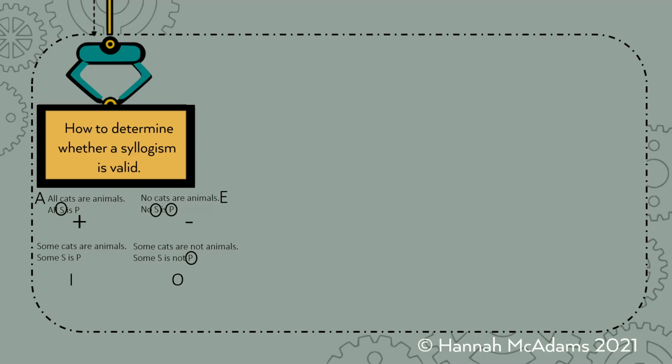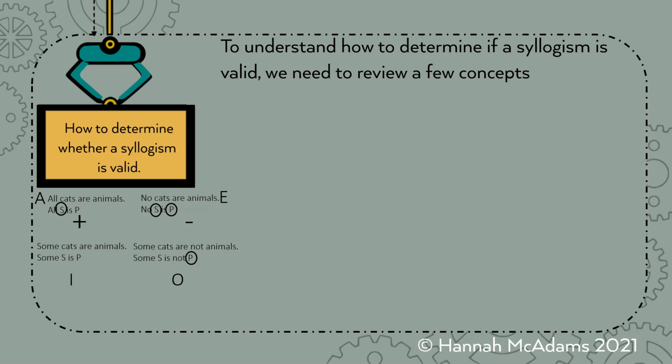All right. So we did this last time. Do you remember the A, E, I, and O, and the S and P? I remember all those. It's called square of opposition. The square of opposition. Good. Okay. So to understand how to determine if a syllogism is valid, we need to review a few concepts. We did this last time, but then the next thing we need to do is prepare the syllogism.